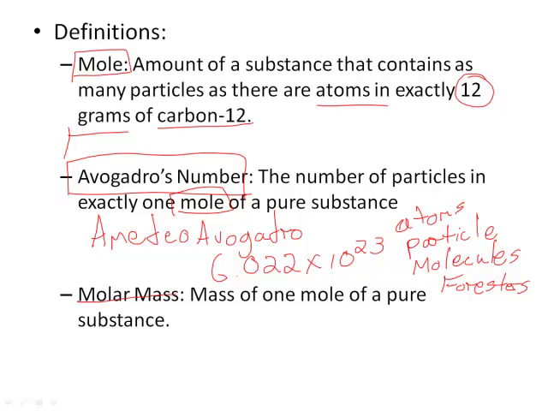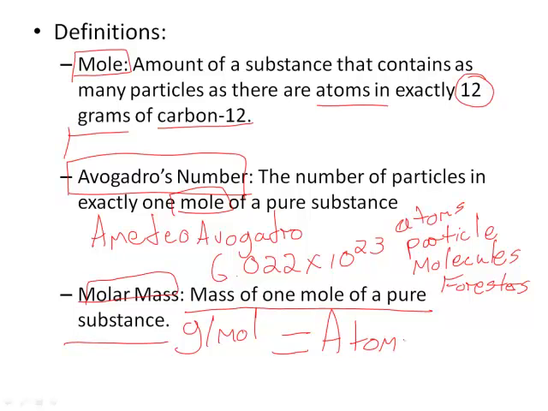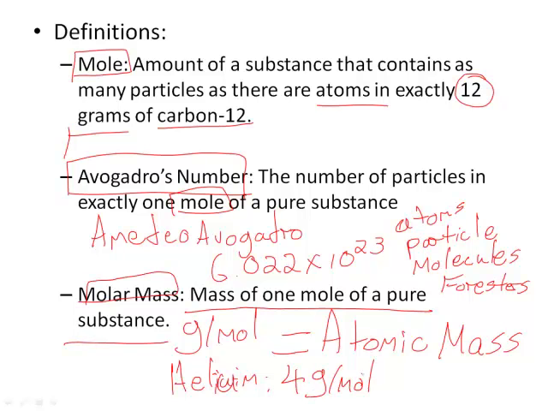We also have a term called molar mass. Molar mass is using the mole and relating it to the periodic table. Molar mass is the mass of 1 mole of a pure substance, and its units are grams per mole. The good thing about molar mass is it is equal to the atomic mass. So the molar mass of helium is 4 grams per mole. I would just look up there and find the atomic mass, and it's basically the same thing.